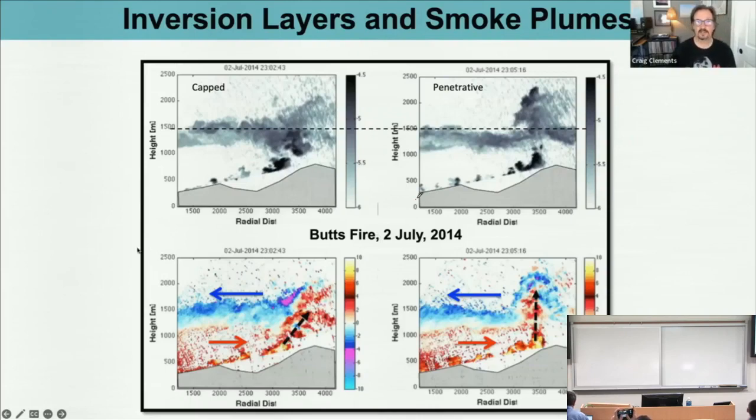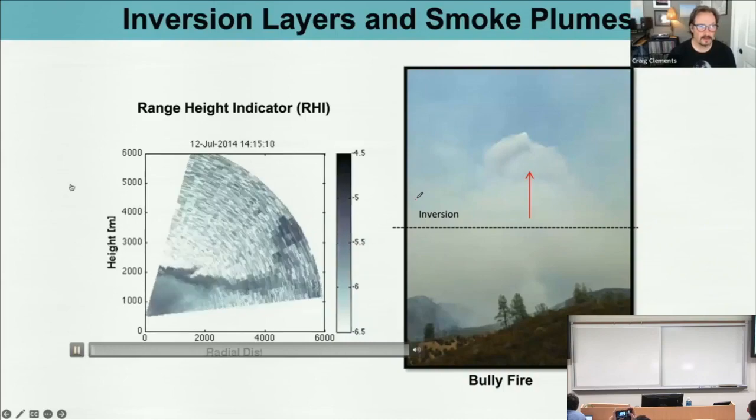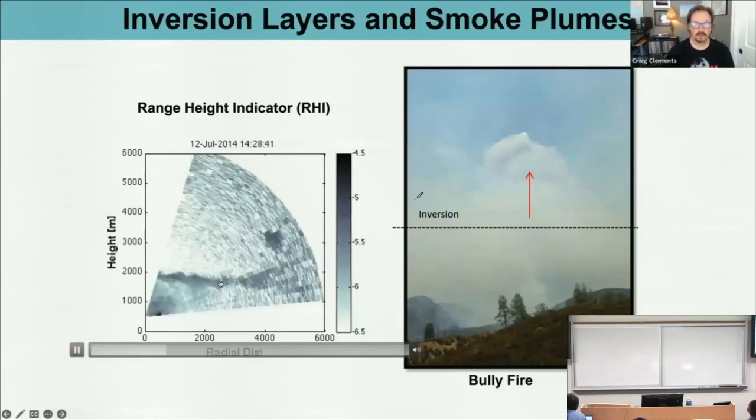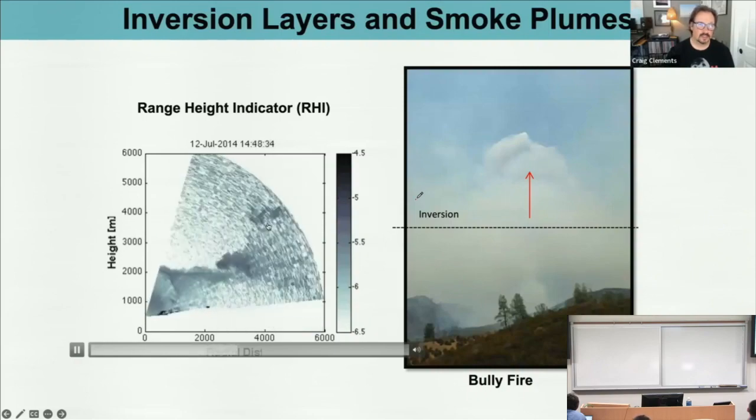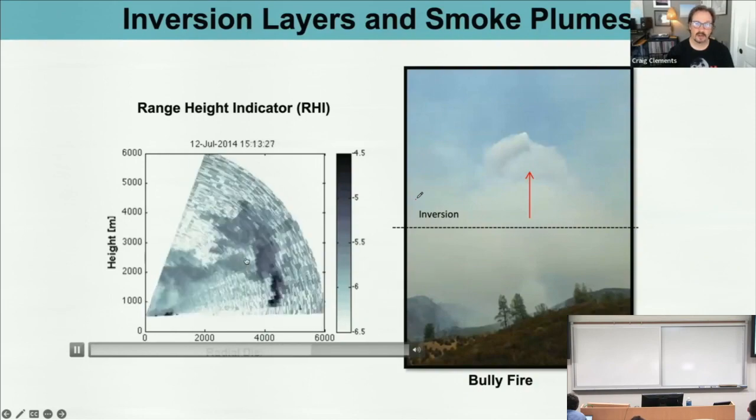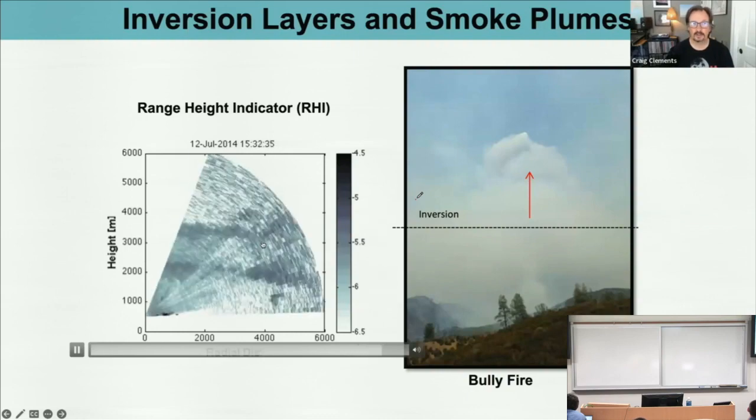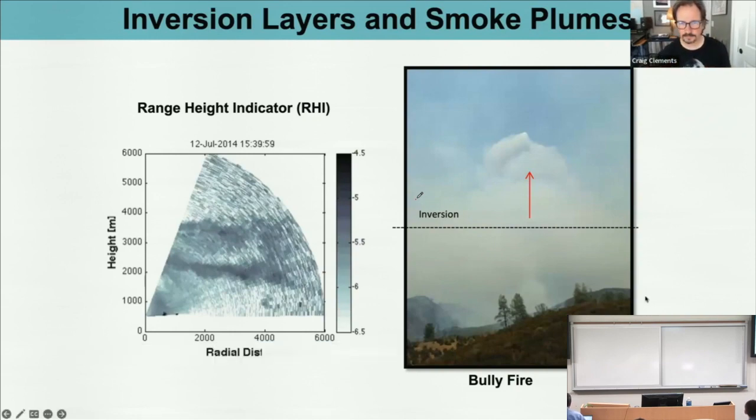This is the Butts Fire in Northern California. Here's a better example, the Bully Fire, where you can see the inversion top with the smoke being trapped, and then it penetrates and punches through, and then it detrains on top of that inversion. And so the smoke doesn't enter back into the surface very well because it's being decoupled along that temperature inversion.